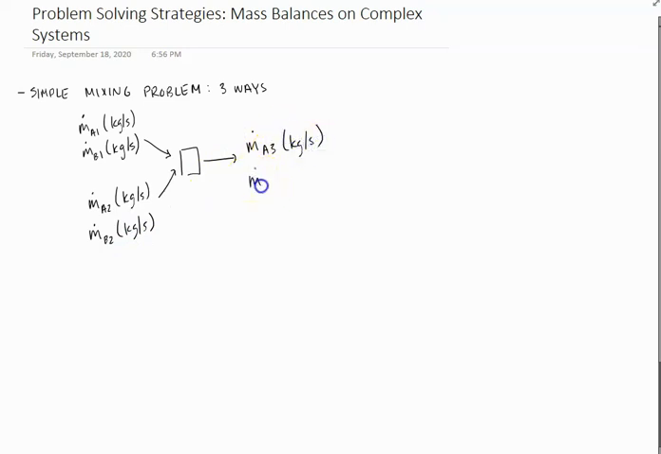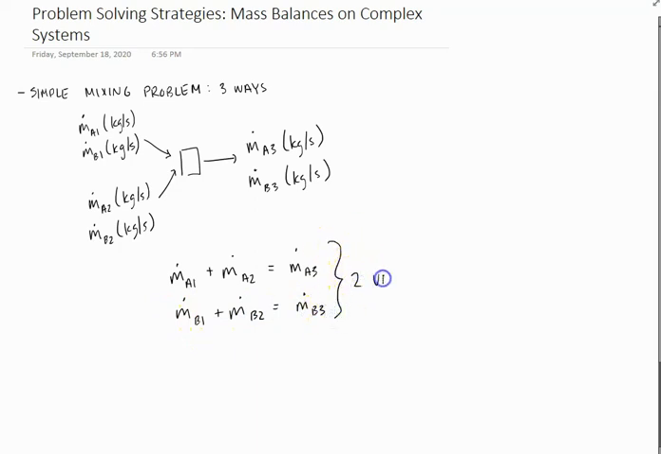We have two components in our system, A and B, so we can do two mass balances around this mixing point. Here I've said that we don't have any reactions. This is at steady state. So I can perform a mass balance on A and I can perform a mass balance on B. If you had this kind of problem, two of these variables could be unknown. So we have two equations. That means that two of these variables could be unknown.